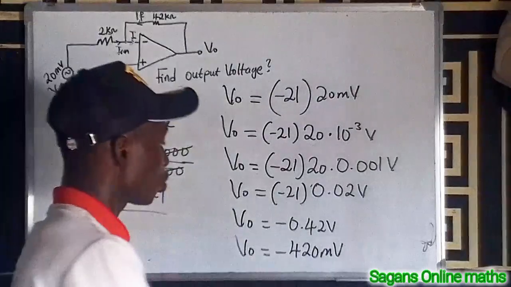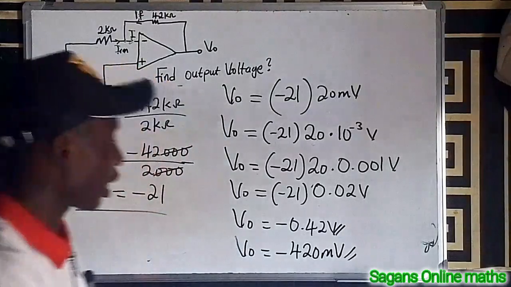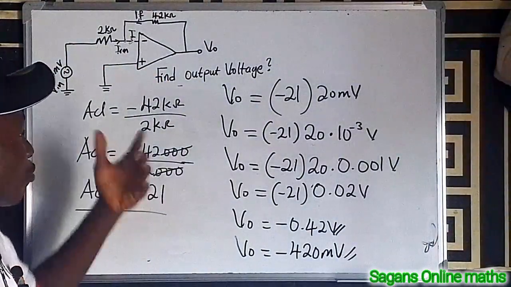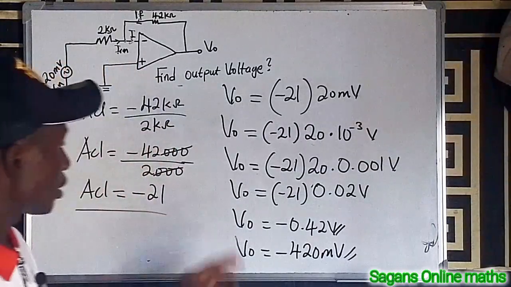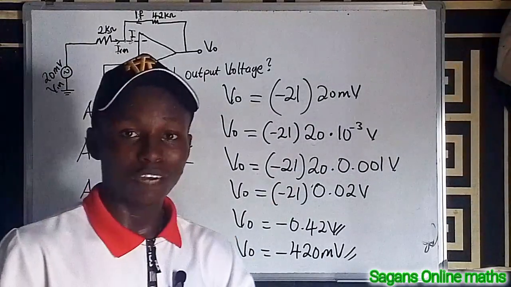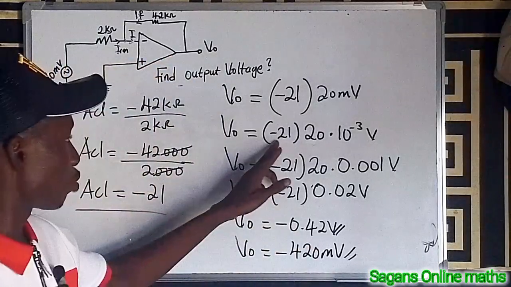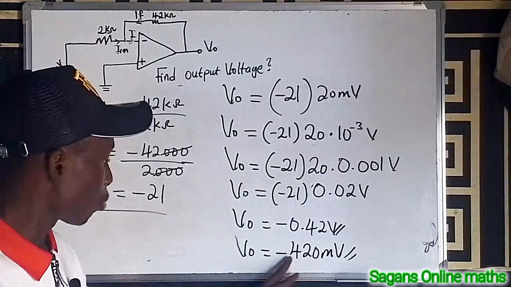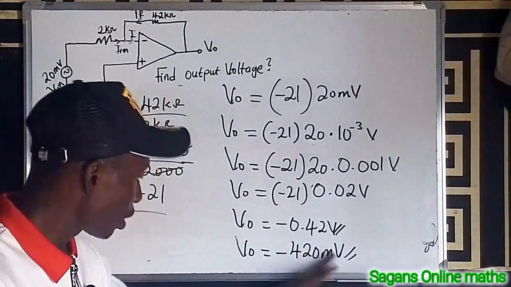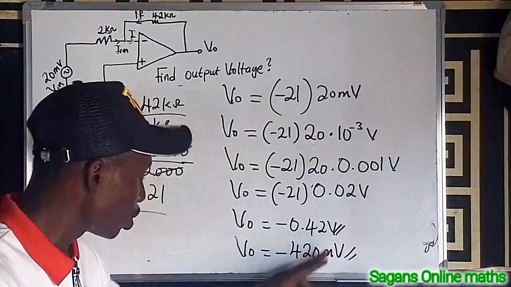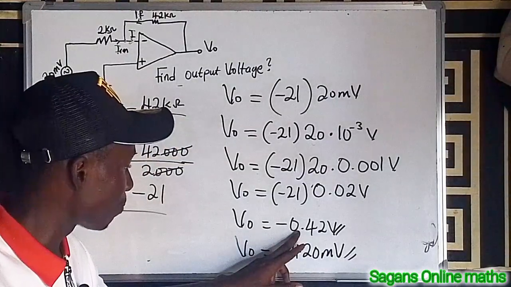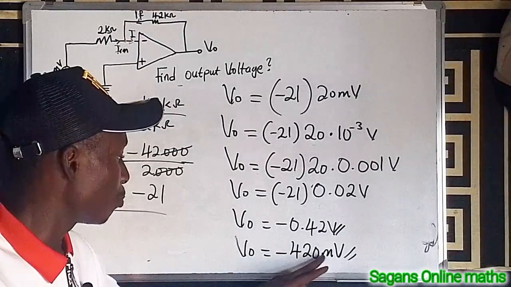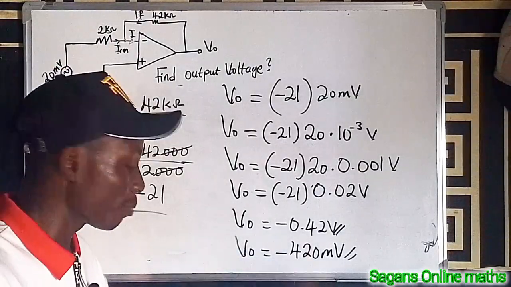So this is the solution to the question. This is what you are asked to solve: find the output voltage. For us to find the output voltage, you have to know our closed loop gain, and our closed loop gain is minus 21. Remember that gain does not have any unit. If you multiply all this, you will have this. It is minus 420 millivolts, which is minus 0.42 volt. To put this in millivolts, we multiply by 1,000, that's why you have minus 420 millivolts. To convert from millivolts back to volts, you divide by 1,000.